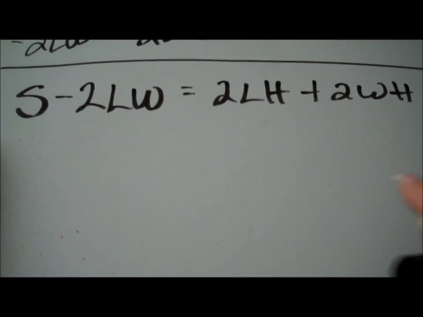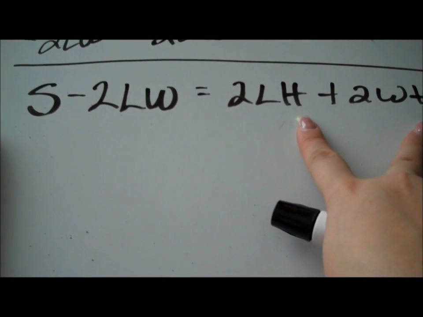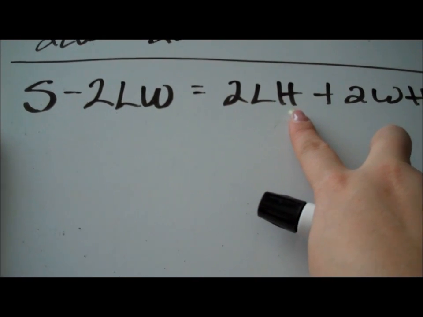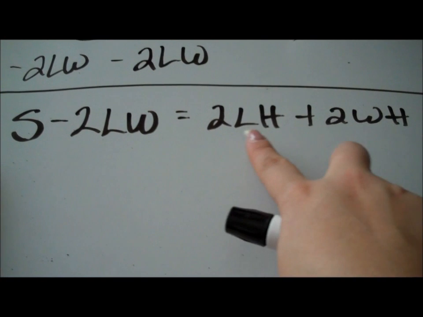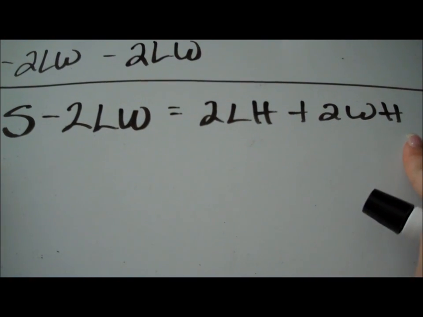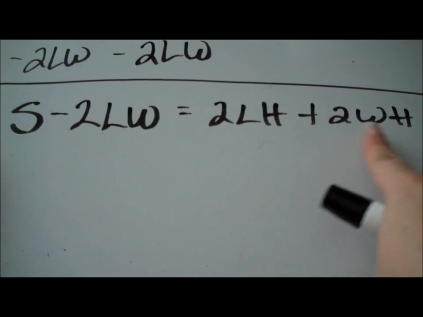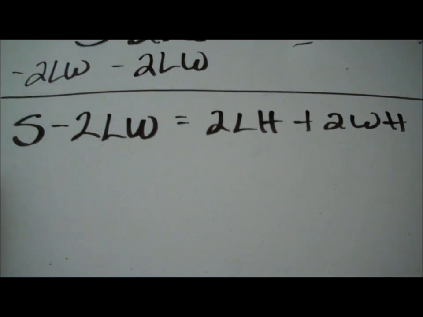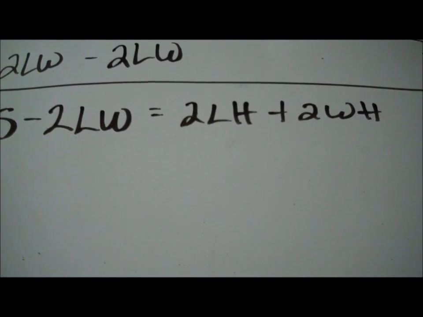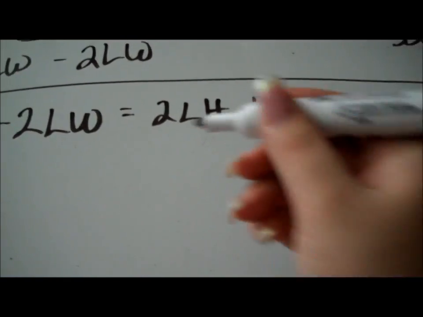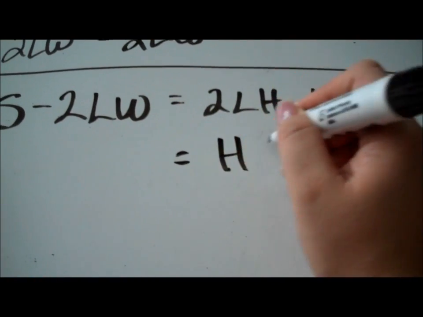Okay? So, like I was saying here, I need to separate the h from these 2 L's and the 2 W's. So there is an h in common to both of these. It is a common factor. So if it's a common factor, we can factor out an h. So I'm going to do that. I'm going to factor out an h.